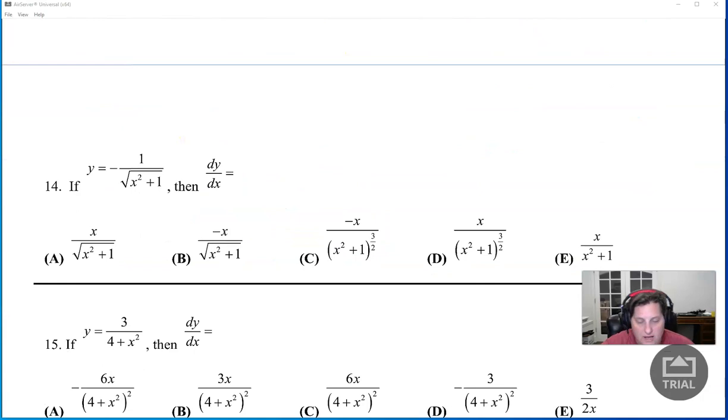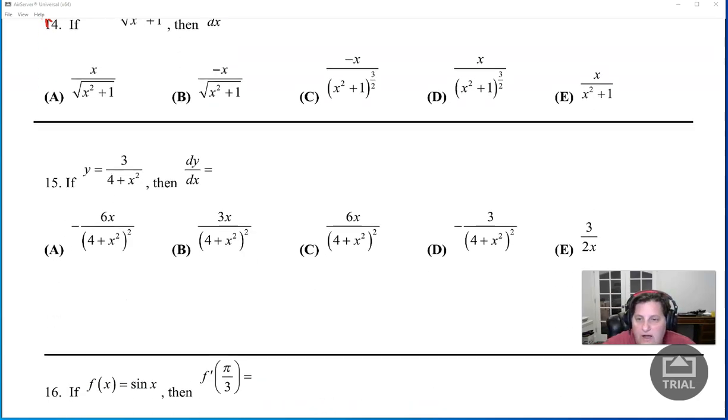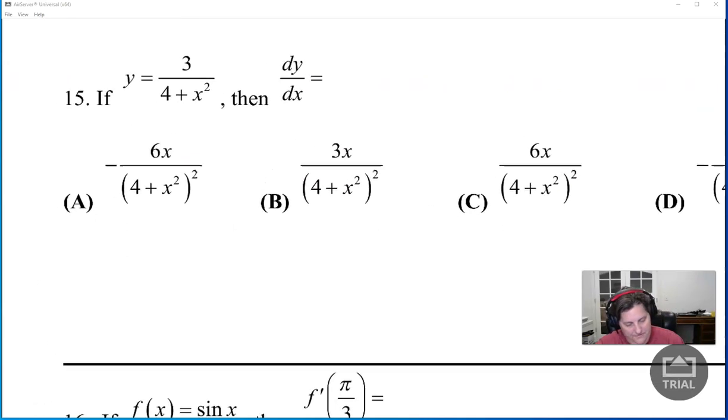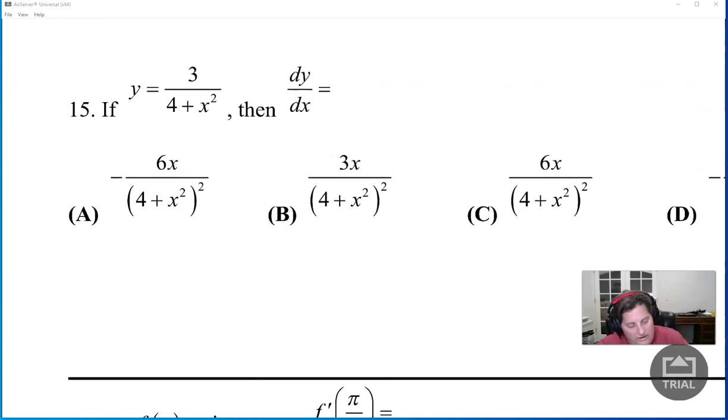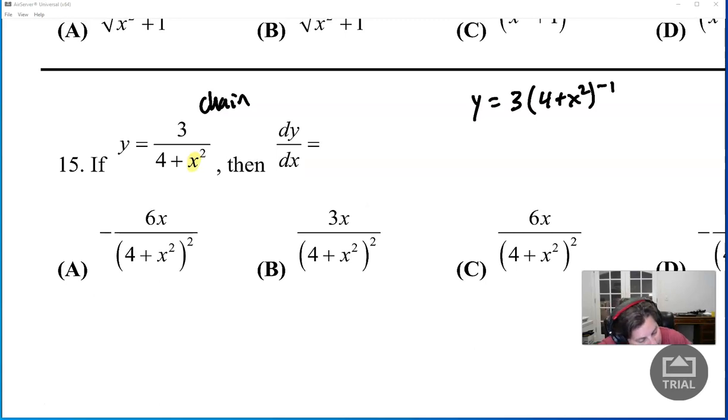Okay, nice. 14, we said, was just C number 7. The exact same question that was already on there. All right, let's take a look at 15. Okay, you guys, we need to either use a quotient rule or a chain rule. Well, look, because the only x I have is on the bottom, I'm going to use a chain rule. I'll write my original problem like this. 3, 4 plus x squared to the negative 1. All right? Now, my derivative is going to be, you can call it y prime or dy dx. I guess I'll use dy dx here.